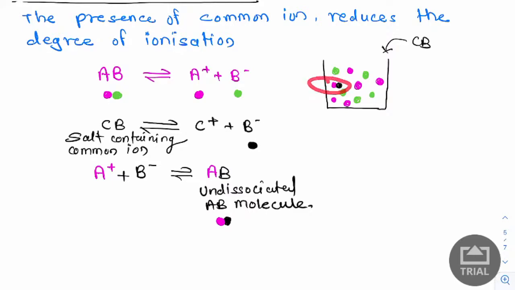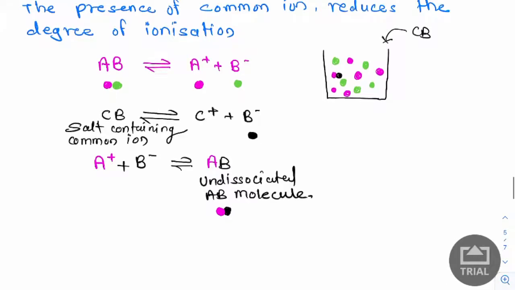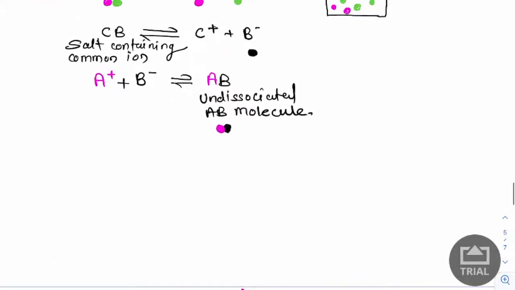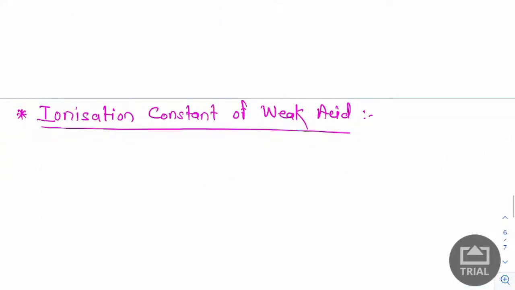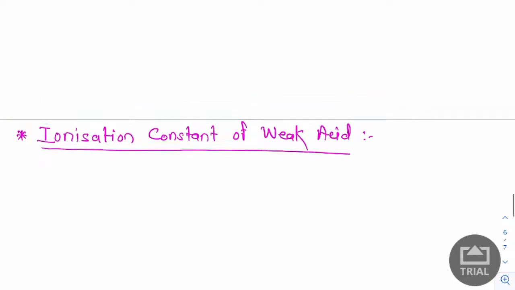So in short, we can say that the common ion reduces ionization of the salt. This effect is also called the common ion effect. In the next lecture we will learn about ionization constant of weak acid, weak base, etc.